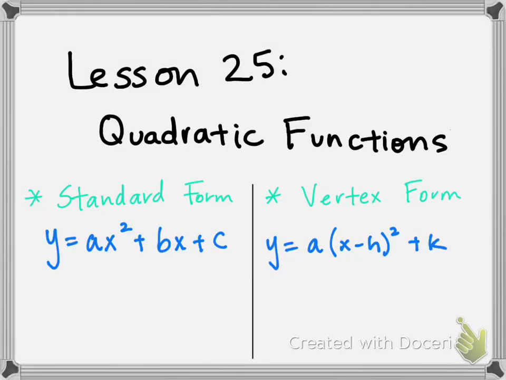Lesson 25, Quadratic Functions. In this lesson, we're going to talk about standard form and vertex form of quadratics and how to graph them. So, standard form, remind yourself, is y is equal to ax squared plus bx plus c. And vertex form of a quadratic would be y equals a times the quantity of x minus h squared plus k.